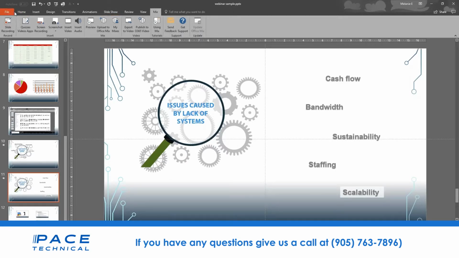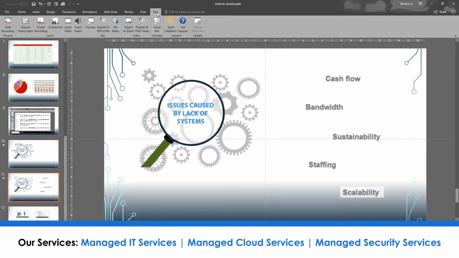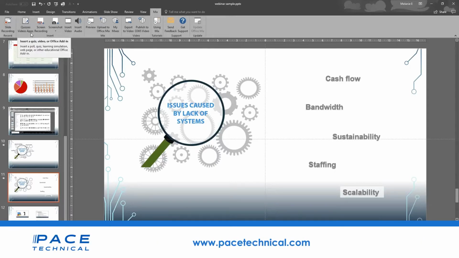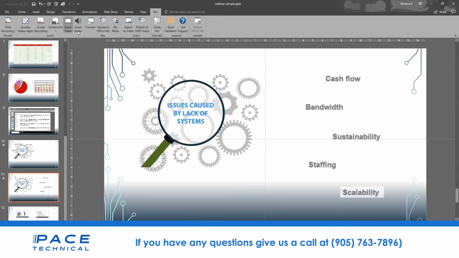So I'm going to go here along the top. Once you've installed Mix, you'll see that it appears as an option on the tab, and when you click on it, you'll have the Mix ribbon. You'll see we have a bunch of options. We have slide recording. We have the ability to add quizzes to your presentation. You can do a screen recording, you can do a screenshot, and you can add more multimedia. You can add a video, and you can add audio to your presentation.